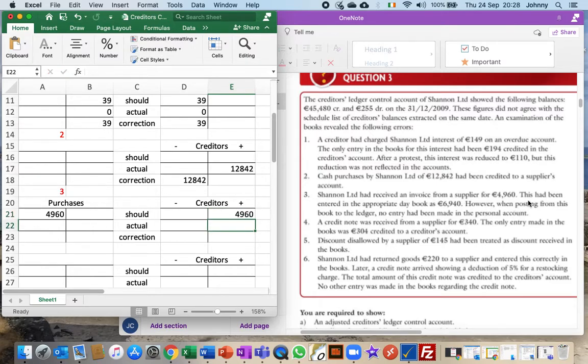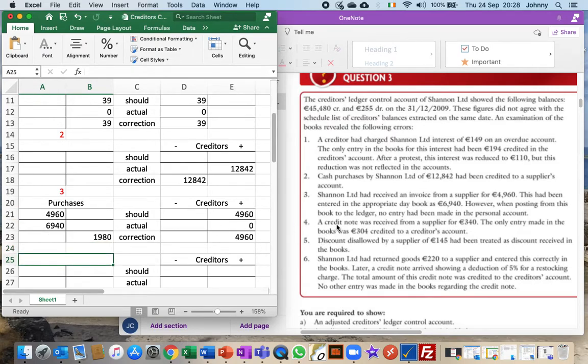But where's the mistake? It was entered in the day book as 6940. But when posting from the book to the ledger, no entry was made in the personal account. So we actually put nothing in the personal account. To fix that, I just need to put in the thing that should have been there in the first place. But when we put it in the day book, we put it in as the wrong amount. We put 6940 in there, which is way too much. So we need to take that away by putting the opposite on the other side. So we put 1980 on the opposite side to bring that 6940 down to the real figure.